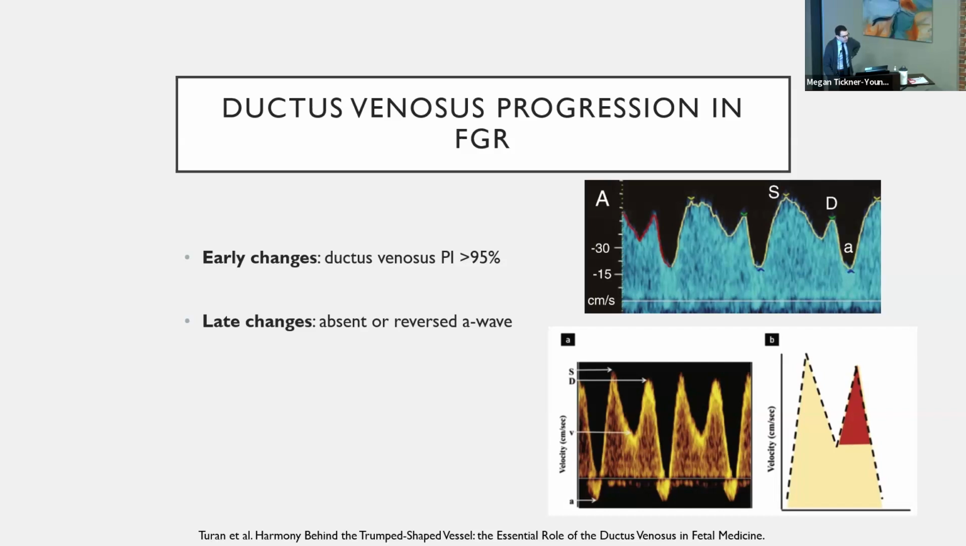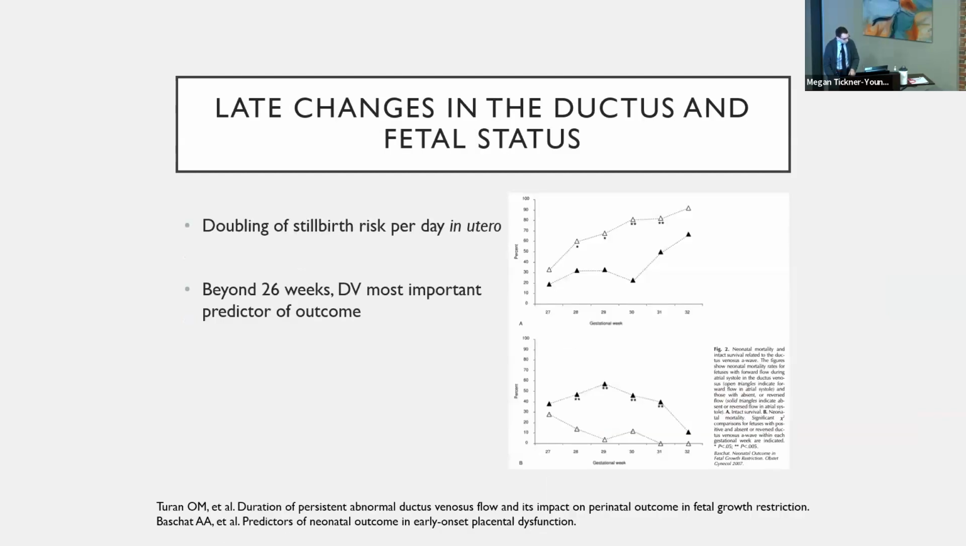And then as your afterload or placental resistance worsens, your ductus venosus dilates more, and increasing hypoxia occurs with cardiac dysfunction, and then the A wave becomes absent or reversed. These late changes really represent an advanced stage of both fetal and placental deterioration. Once the A wave becomes absent or reversed, there's a doubling of the odds of stillbirth for each day the fetus remains in utero. It really marks a fetal state where there's significant morbidity.